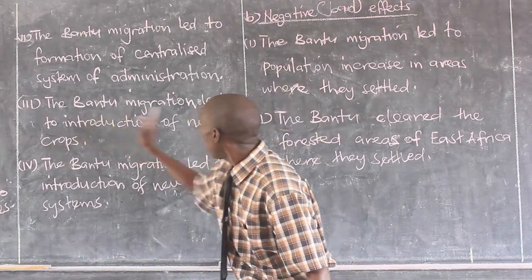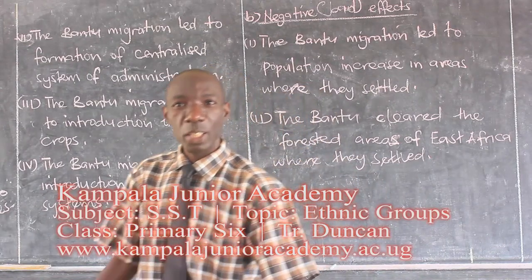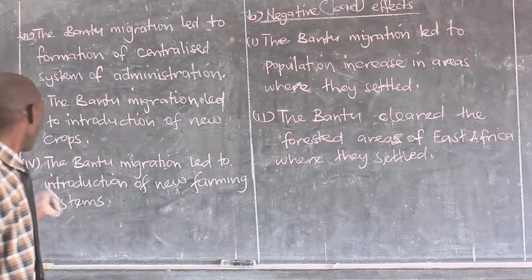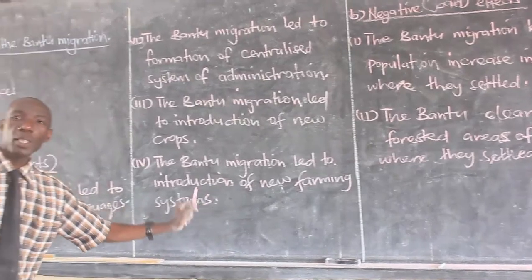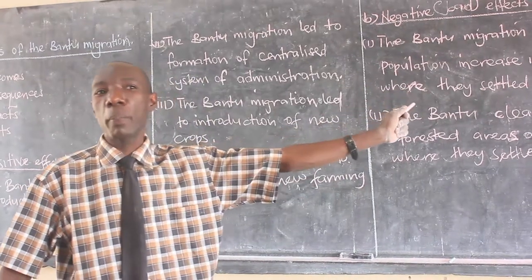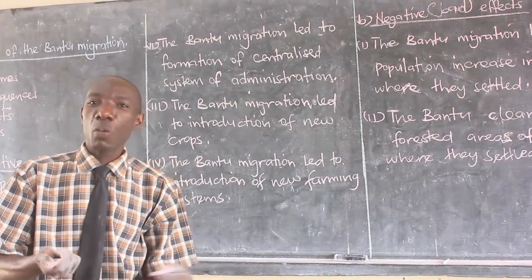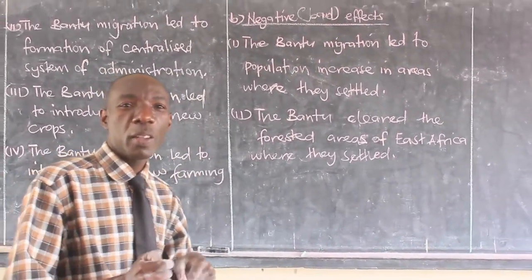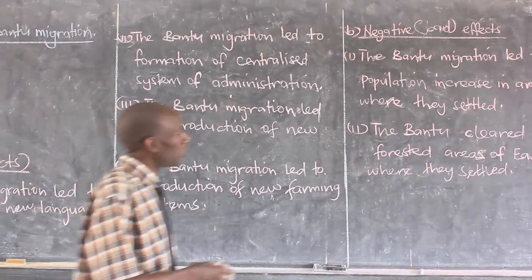We have also the Bantu migration led to introduction of new crops. New crops were introduced, such as bananas. Bananas were introduced in East Africa by the Bantu. Also, the Bantu led to introduction of new farming systems, such as crop rotation. In Cameroon Highlands, the Bantu were practicing that. Because they needed more fertile land to carry out their farming, when they reached East Africa, they introduced also crop rotation, which is scientific today.